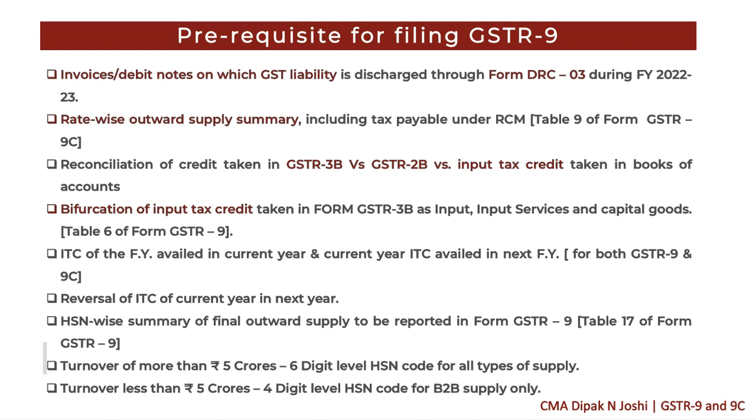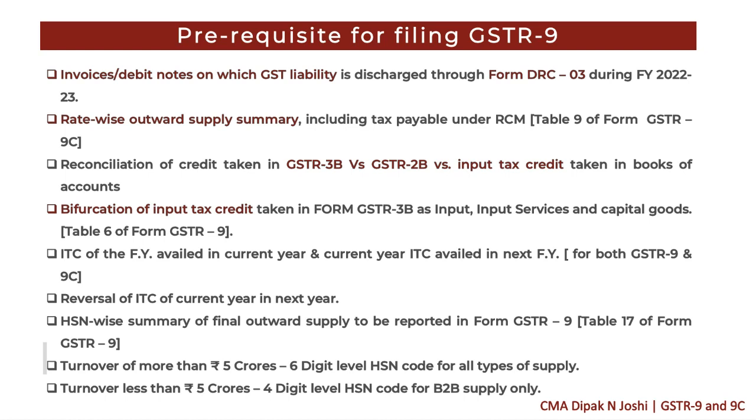Then the next important requirement is bifurcation of input tax credit taken in form 3B as input, input service and capital goods, because table 6 of GSTR 9 requires you to bifurcate the information of input tax credit in GSTR 3B as input, input service and capital goods. The next important prerequisite for filing GSTR 9 is ITC of current financial year availed in subsequent financial year, and similarly ITC of previous financial year availed in current financial year.